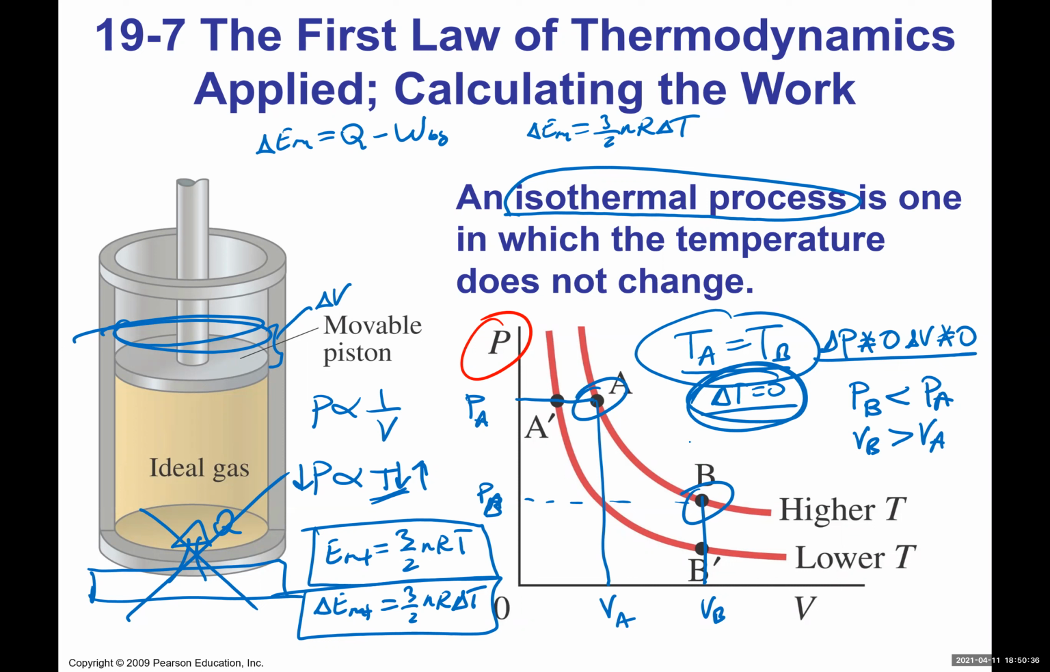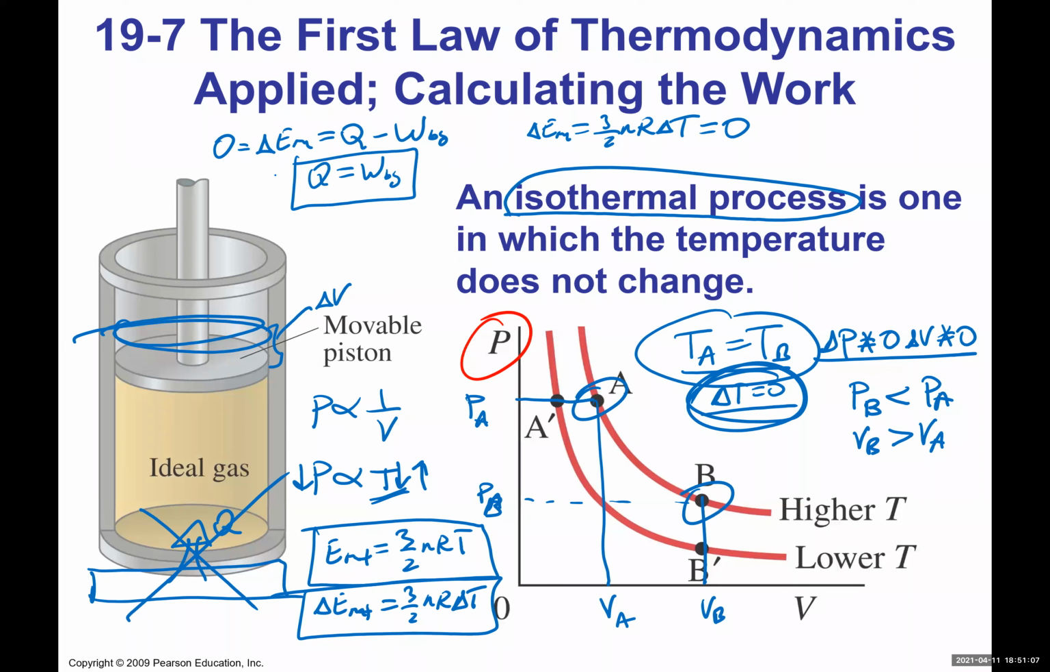Remember, my delta T is zero, which means my change in internal energy is zero. Why? Because internal energy only depends on change in temperature. If you do not have change in temperature in your system, your internal energy doesn't change, which means if I come back to this equation, the left side of the equation is zero. So Q minus W is equal to zero, which means Q is equal to work done by the gas.